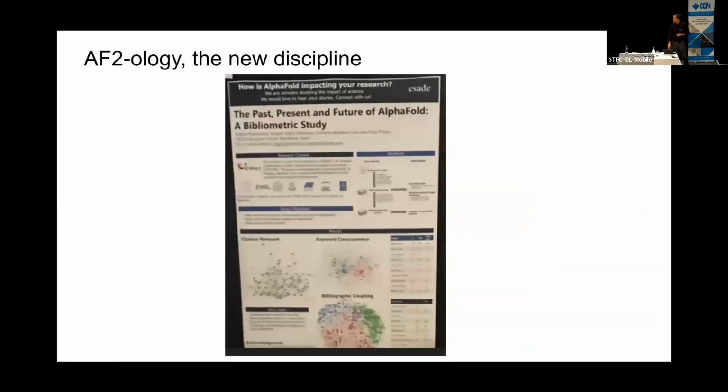And I'll just finish with this, which is really interesting. This is a poster at CASP. A business school in Spain sent some people to study the bibliometrics of AlphaFold 2, which anyone who's tried to follow all of the developments relating to AlphaFold 2 will sympathize with. This is a whole research area in its own right, just on AlphaFold 2 related stuff, which again is another indication of how important it is to our lives as structural biologists right now.